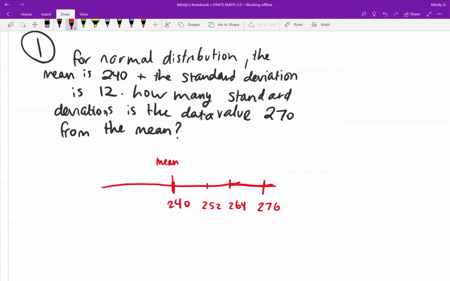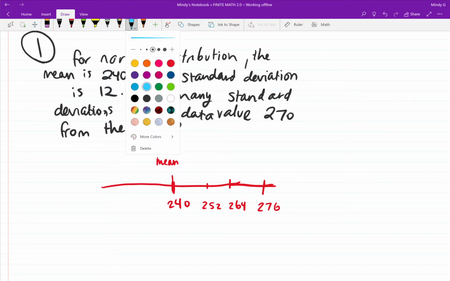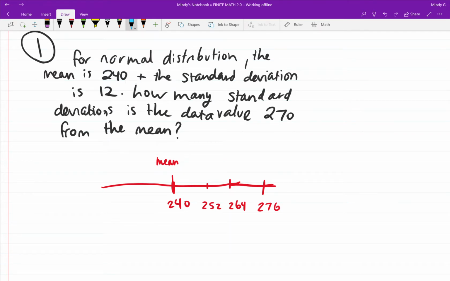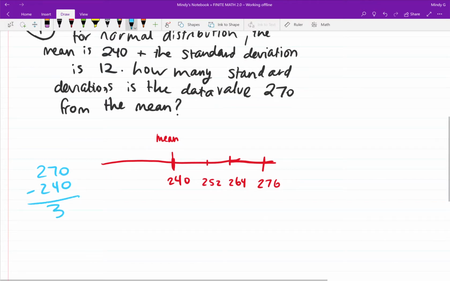Okay. So we're looking to see where does this 270 fall? In between. Right. So, well, no. So what we're going to do, this is how we're going to solve it. We're going to do 270 minus 240 equals 30, right? How many sets of 12 are in 30? 2. Try it in your calculator.